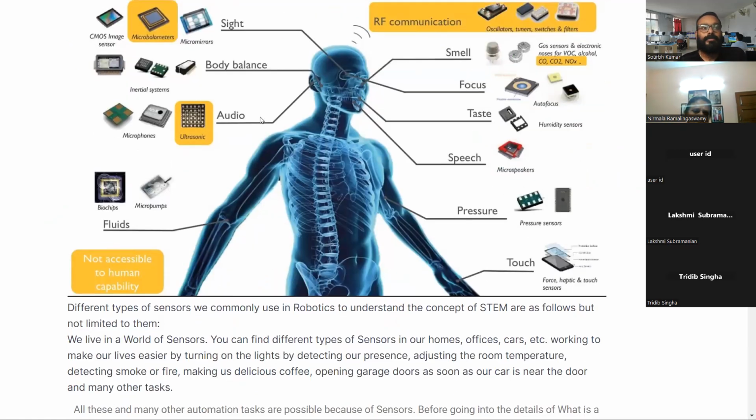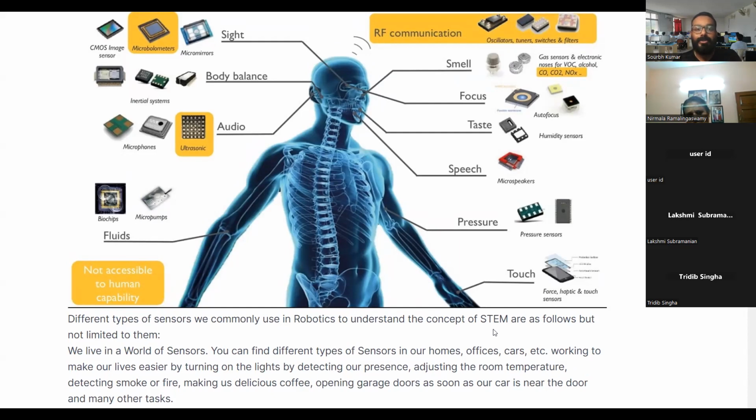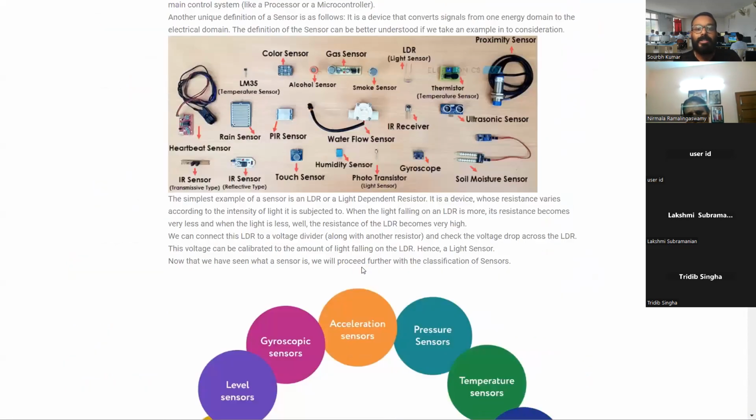I'm very sorry to interrupt you. Just by looking at all these pieces that you have put on display, I have a question. Depending on our requirement, are we expected to purchase all these things and then use them in our projects? I will show you one thing, ma'am, after this slide. Let me show you right now, then I can answer your question.